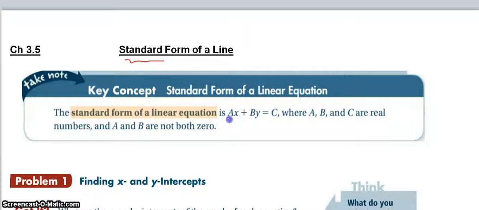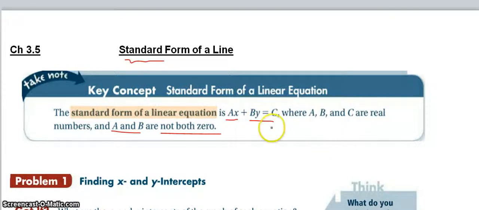Well, standard form uses ax plus by equals c, where a, b, and c are all real numbers and all non-zero. A and b are non-zero. C could be zero. A and B, or ax and by, would actually have to be additive inverses at that point, but we will get to seeing when that would happen.